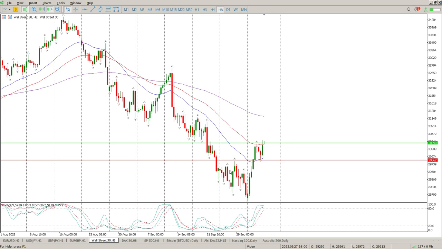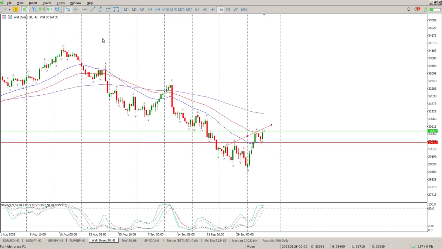So we have broken through this structure at the moment fairly solidly, came back, and we've got a retest. The only concern I've got here is this megaphone formation, which for me is still very much in play. So that's the top trend line for this, and this is the bottom trend line for this.